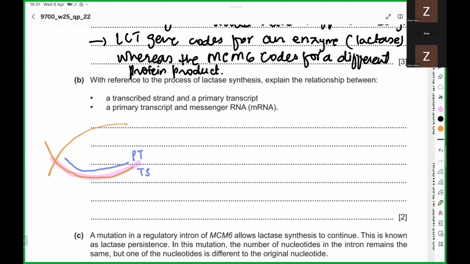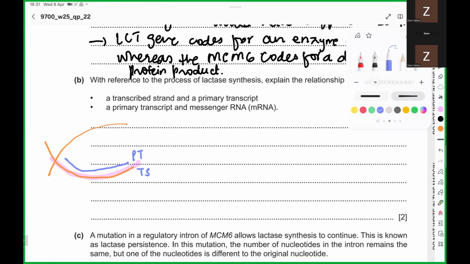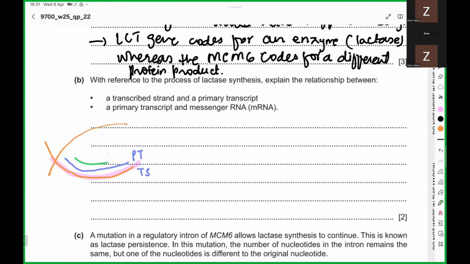The introns from the primary transcript have to be removed via the process of splicing so that an mRNA can be formed. So after splicing or modification of the primary transcript, eventually mRNA is formed. So the transcribed strand is transcribed to form a complementary primary transcript, whereas the primary transcript undergoes post-transcriptional modification, which involves splicing of the introns to form mRNA. So we'll write that down.